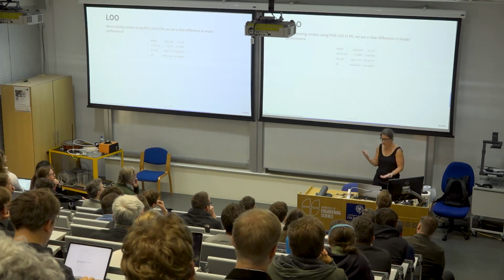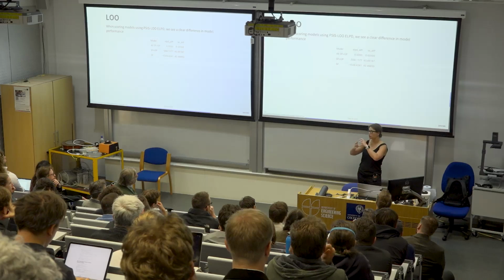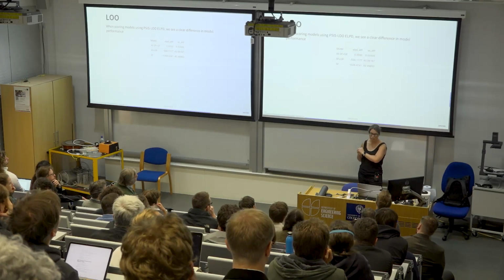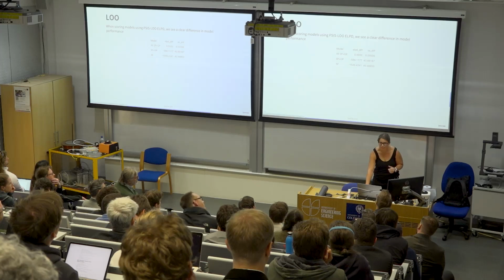And when we look at the LOO scores, this alternate SFGP, where we bring the GP terms into the KS and KG, really outperforms the other 2 models. It's a really clear difference. So this is also encouraging to us. But it's not quite enough for what we want.